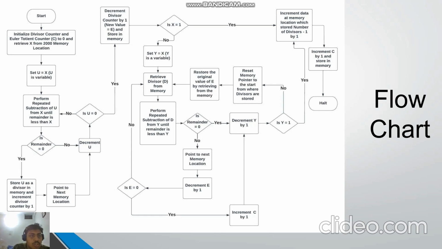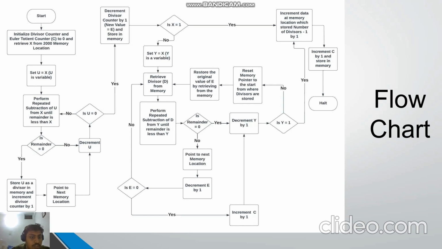So here is the flowchart of the program. We start and set the divisor counter and the Euler totient counter C to 0 and retrieve x from the 2000 memory location. Here u is set to x, and as you can see there is a single loop structure where we perform repeated subtraction of u from x until the remainder is less than u. That is done by a subroutine, and if the remainder is 0, it means it is a divisor. The divisor is stored in memory, the counter is incremented by 1, we point to the next memory location, and we decrement u, that is, we decrement the divisor.